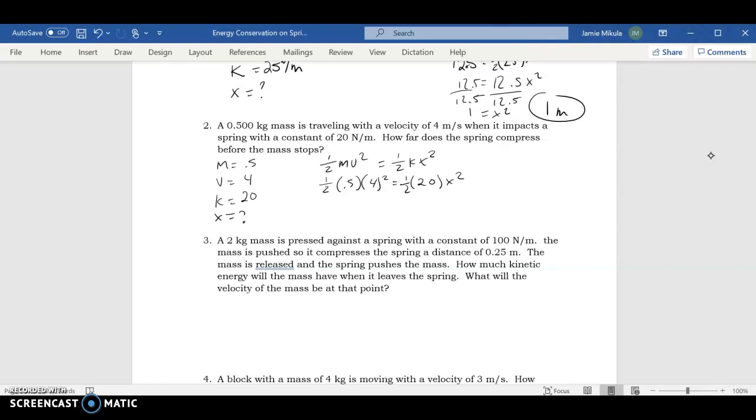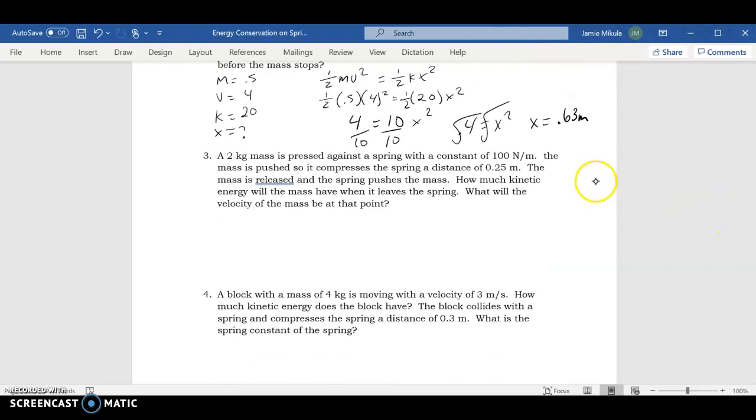So 0.5 I use for 1/2, and then 0.5 is the mass, times 4 squared. So the left side of the equation is 4. Half of 20 is 10. Divide 10 by both sides. 4 divided by 10 is 0.4. Take the square root of both sides to get 0.63. So the distance is 0.63 meters, so that would be 63 centimeters.